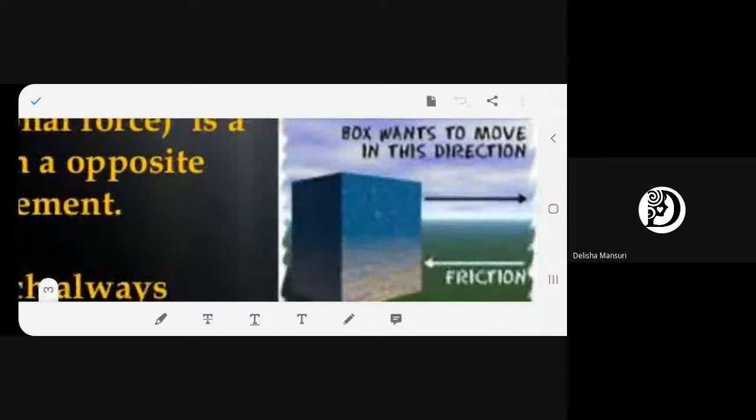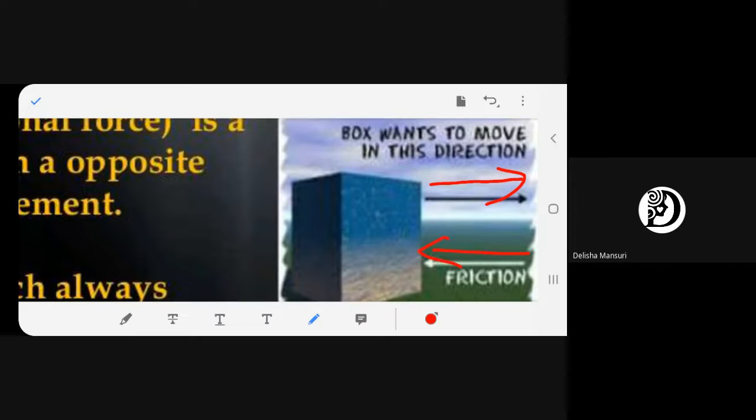What is written over here? Box wants to move in this direction. So which direction does the box want to move? This direction. And which direction will the friction act? The opposite direction. You got it? This is the simplest way of explaining. Did you understand? Yes, ma'am. Okay, fine.